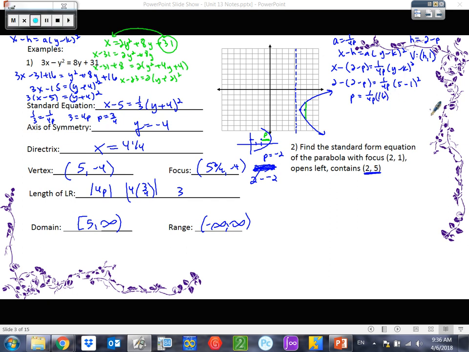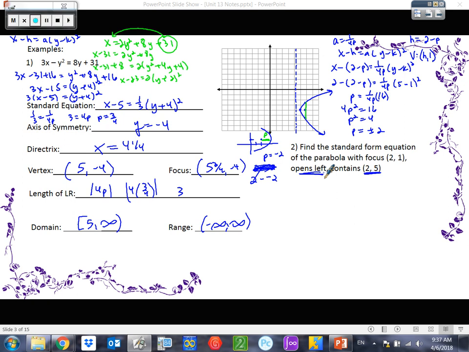So we need to get the p's together. I would multiply both sides by the reciprocal of 1 over 4p, so I'd multiply by 4p on both sides. So that would give me 4p squared equals 16. So p squared is 4, so p is plus or minus 2. And we know it's opening left, so we know which one of those p's to use, right?